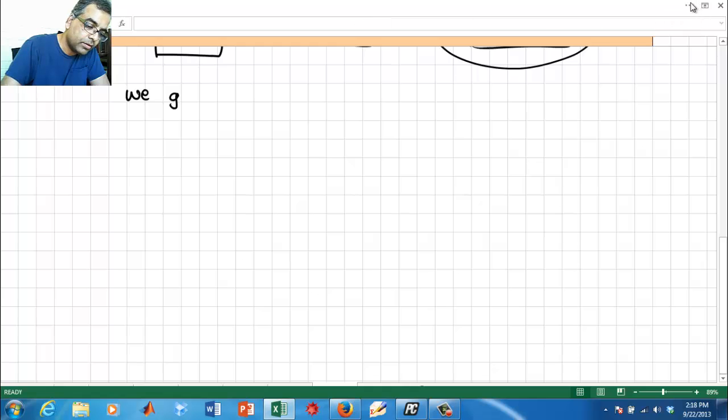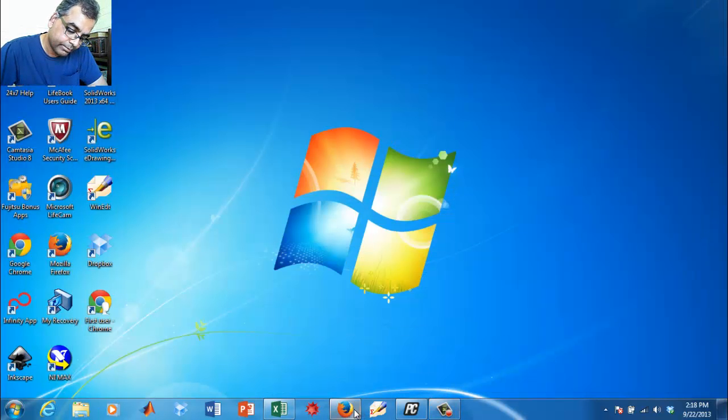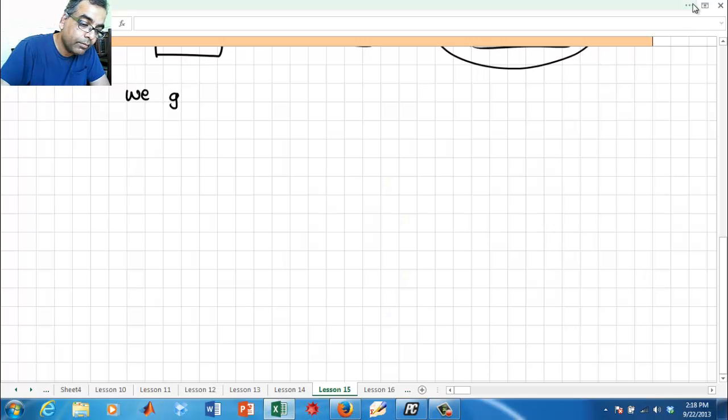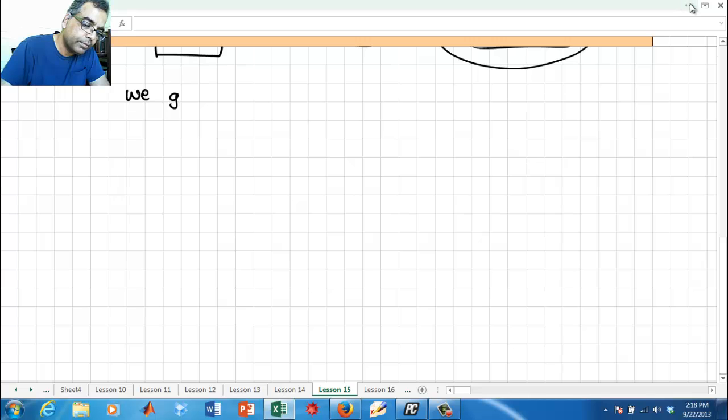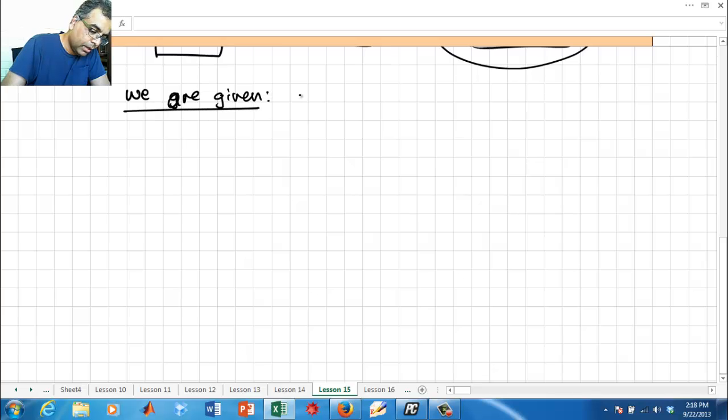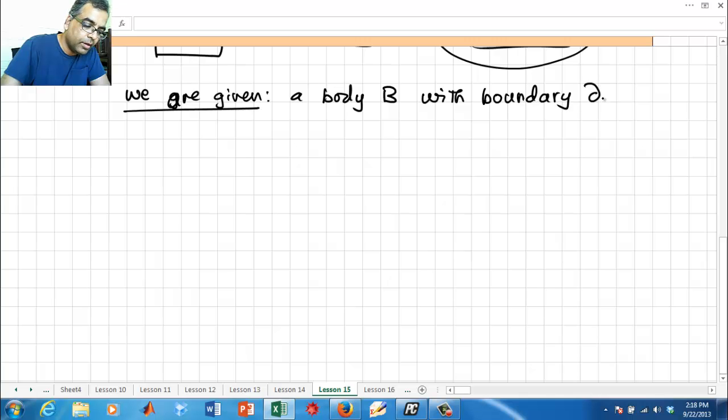A body, we are given a body B with boundary, and we typically refer to the boundary as partial omega. So the region occupied by the body will be called omega and the boundary will be called partial omega. The partial means boundary.